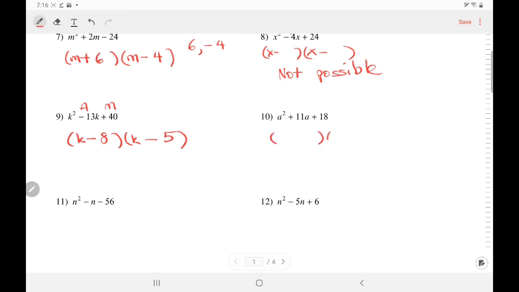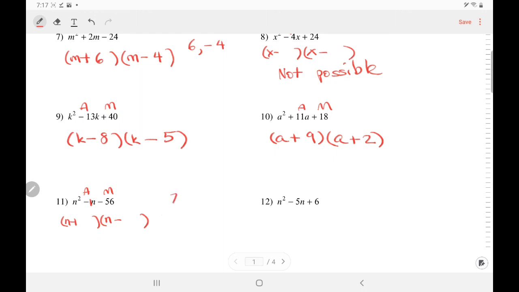Try number 10. A times a gives me a squared, double positive, so double positive. And 9 times 2 is 18, and they add up to 11. Let's try here. There's an invisible 1 there. Add to be negative 1, multiply to be negative 56. And times n. So to get a negative number, my signs have to be 1 positive, 1 negative.